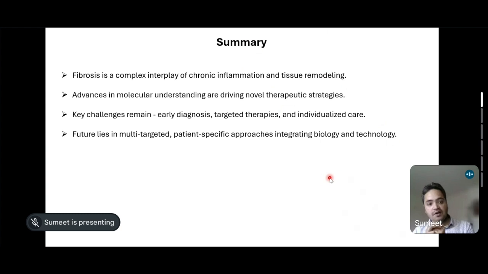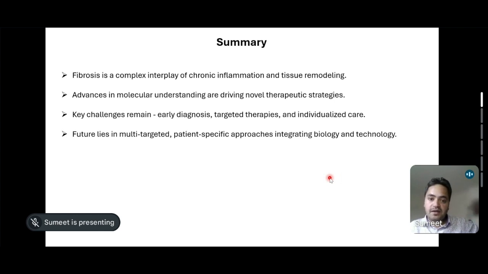So just to summarize, fibrosis is a complex interplay of chronic inflammation and tissue remodeling. There are advances in molecular understanding, and there are some studies developing novel therapeutic strategies. Mostly this is in a preclinical space, and a couple of them are also advancing to first-in-human. There are key challenges. For example, early diagnosis is one of the biggest issues, because most of the time we do have late diagnosis. There are targeted therapies, which means that we would like to target one specific population, or individualized care.